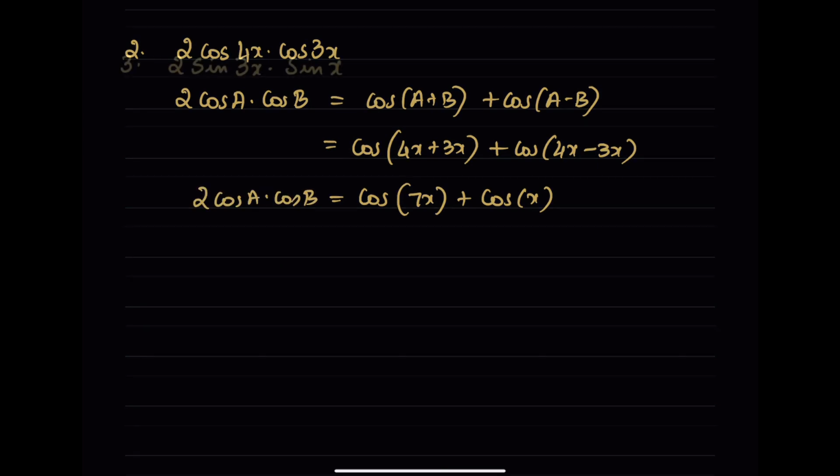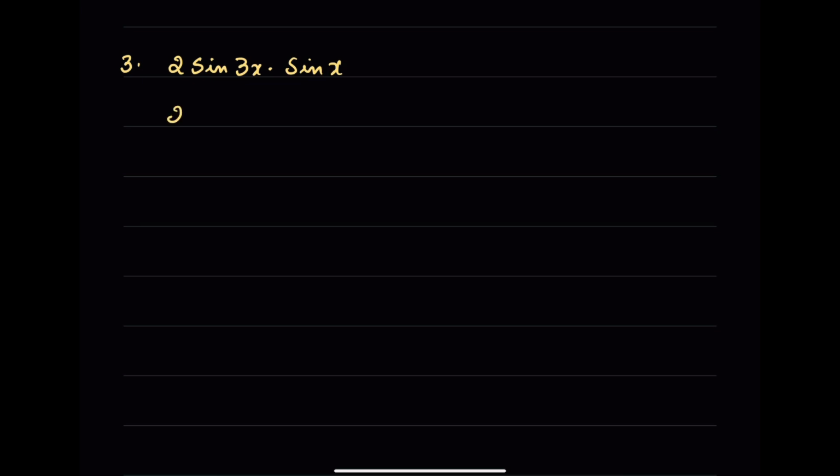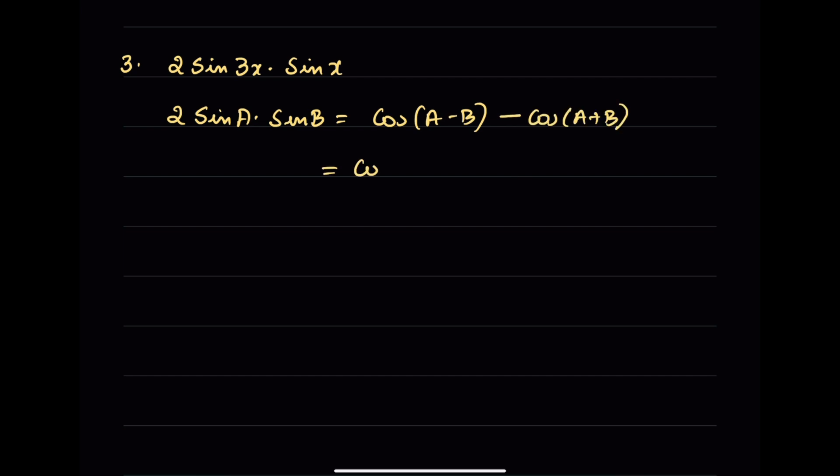Now let's try the third one. The third one is of the format 2 times sin A sin B. So 2 times sin A sin B is cos of A minus B minus cos of A plus B. So we can apply cos of 3x minus x minus cos of 3x plus x. So this will be cos 2x minus cos 4x.